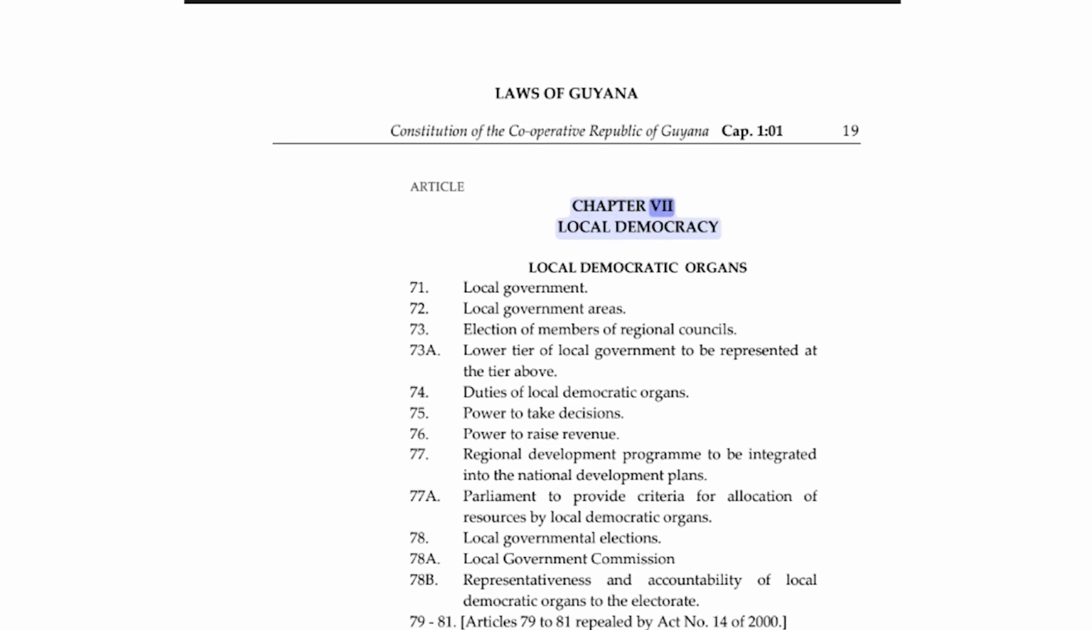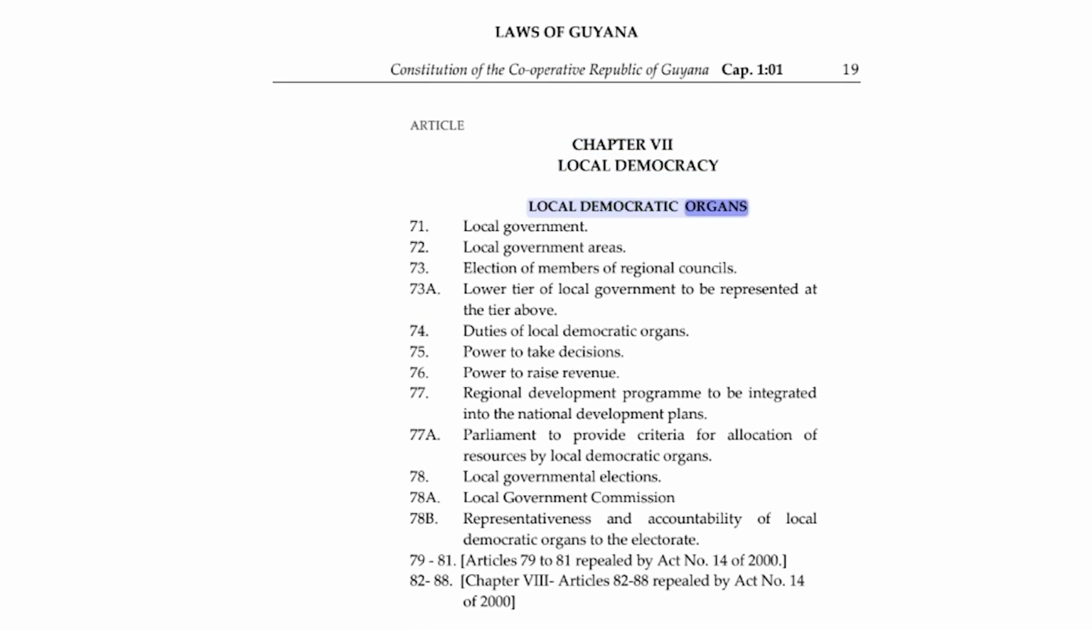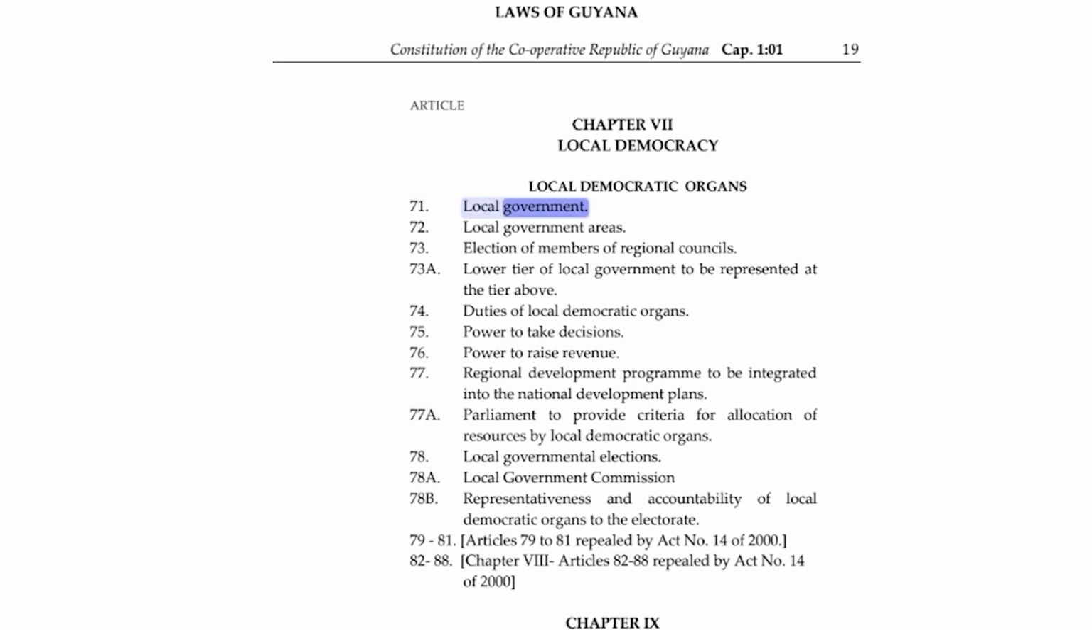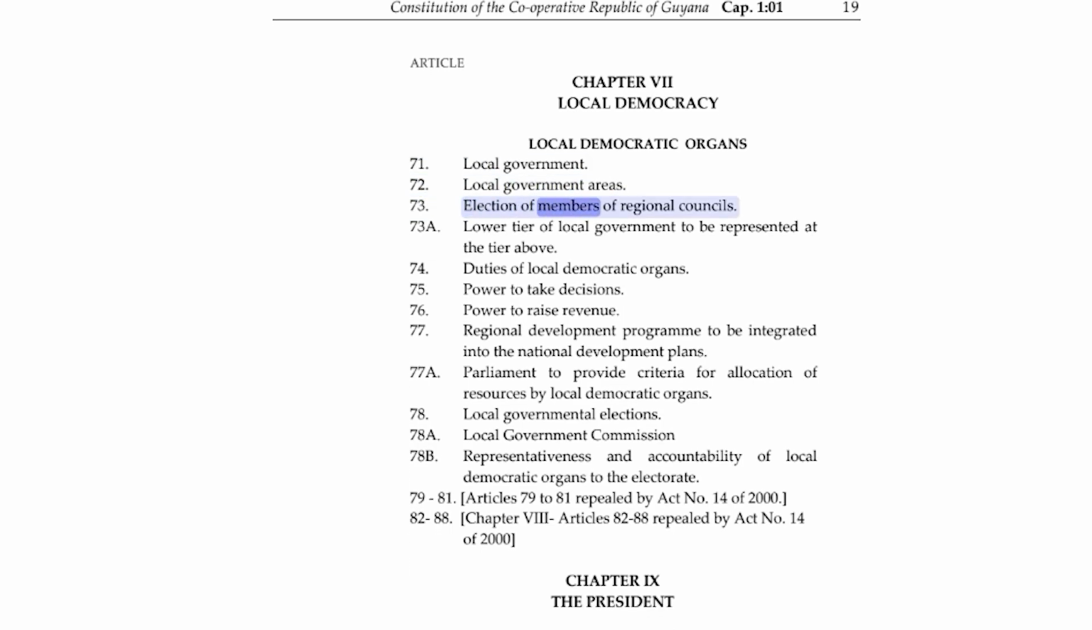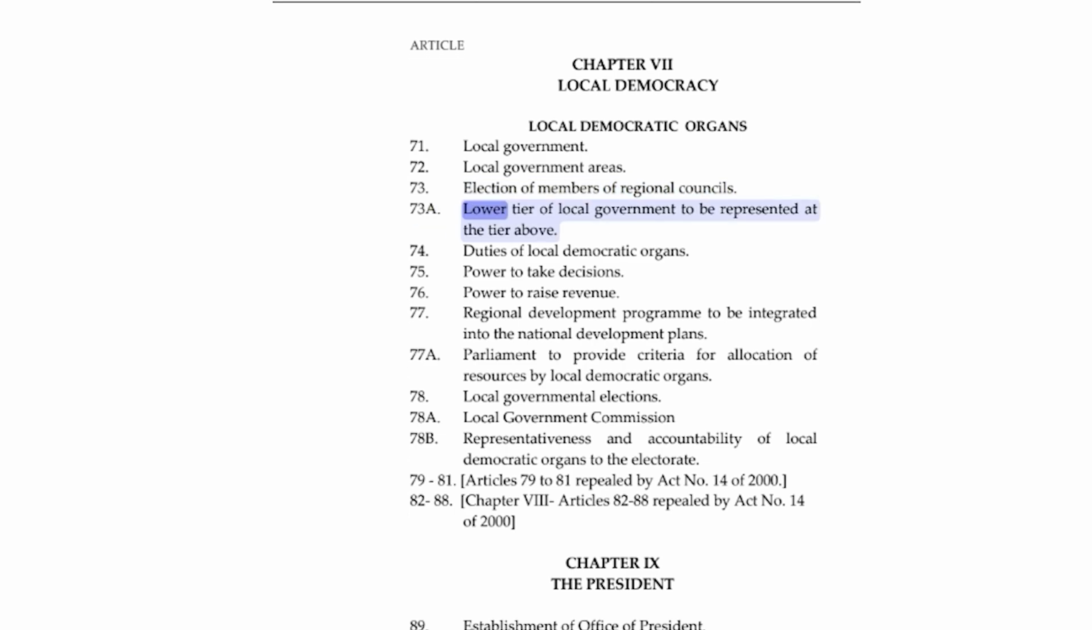Article. Chapter 7 Local democracy. Local democratic organs. 71. Local government. 72. Local government areas. 73. Election of members of regional councils. 73A. Lower tier of local government to be represented at the tier above.